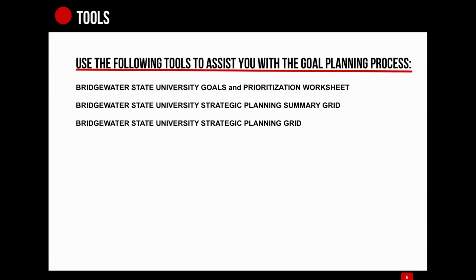So we've included a worksheet that will help you get started on your prioritization, a summary grid for the strategic planning process, and also a planning grid for the strategic planning process that you can use to help you as you begin the process of formulating your goals. We also have train the trainers who can help you work through these worksheets, and they have been trained as to how to use these grids and the worksheets most effectively and can be a guide to you.